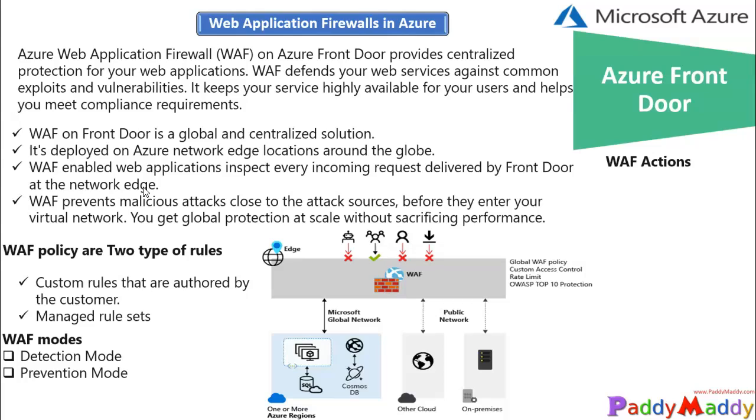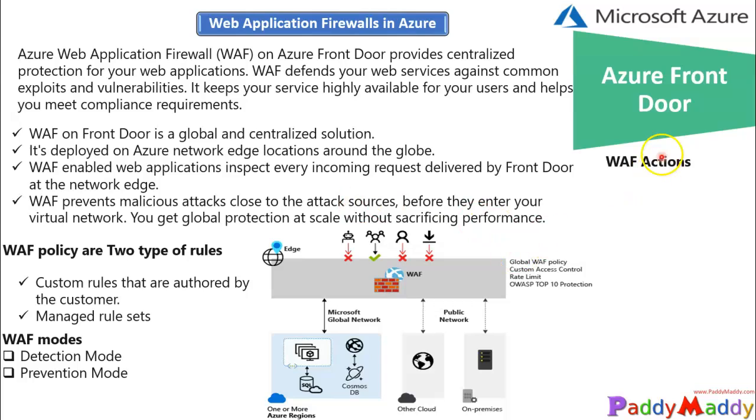So it doesn't actually come into your network, you block it at the edge location itself, all those common problems. When I say common problems, it's going to prevent the malicious attacks close to the attack source before they actually enter into your virtual network. So you get world-class protection for your web applications, especially from the common exploits and vulnerabilities. You also get global protection at scale without sacrificing performance.